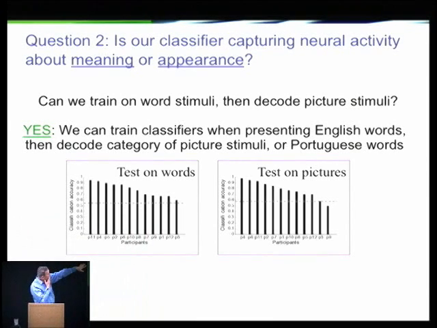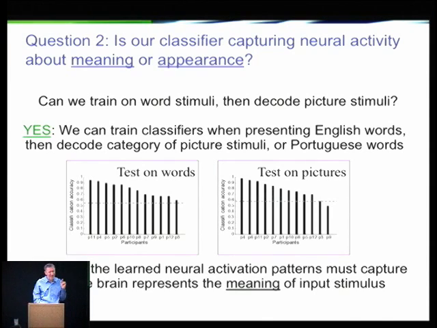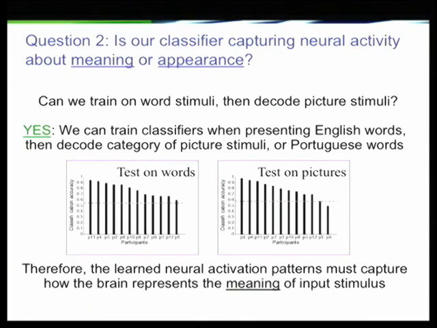So for example, here's on the left a chart that shows the accuracy if we train on word stimuli and test on word stimuli. And on the right is if we train on word stimuli but test instead on fMRI data collected when people are looking at pictures. And you can see the accuracies are comparable in the two cases. And so that means the answer to our question is yes. Okay. So this is pretty cool. What it means is that really this classifier is picking up on the neural activity that's capturing semantics. It's not just some low-level percept. Question?